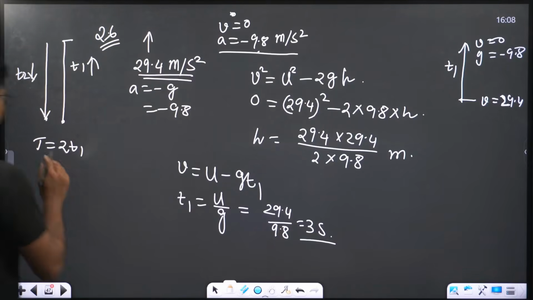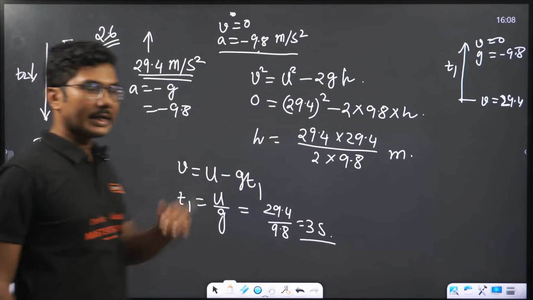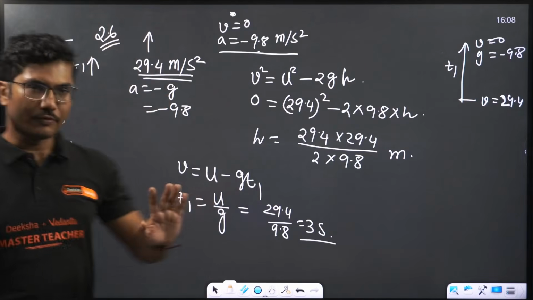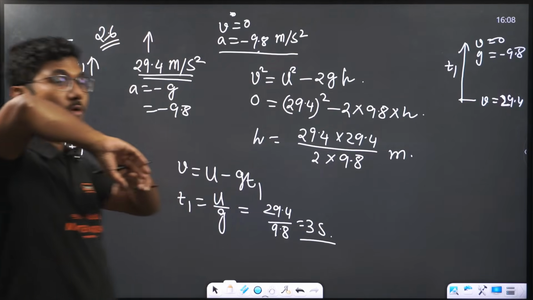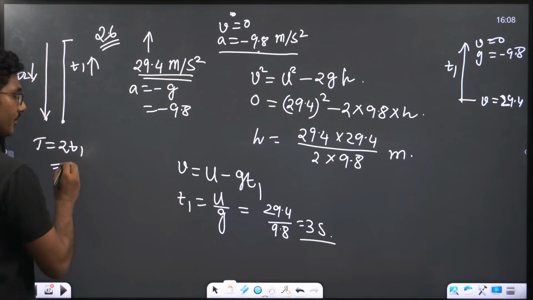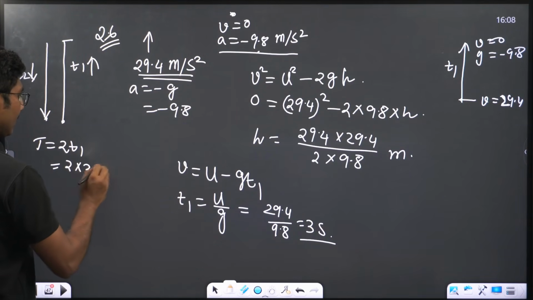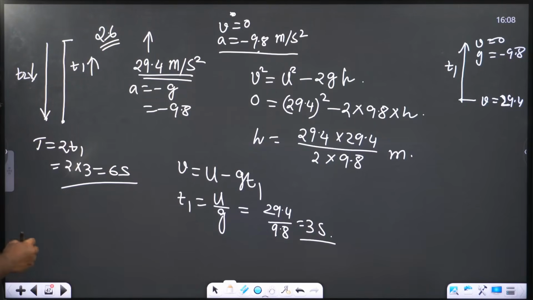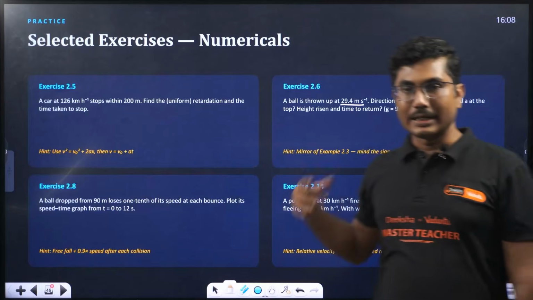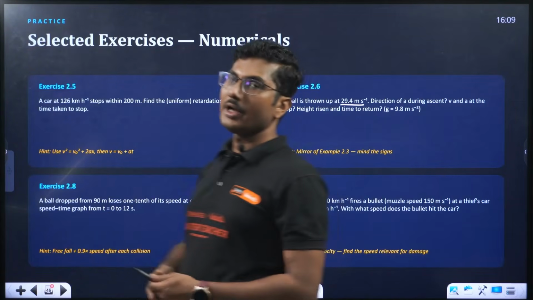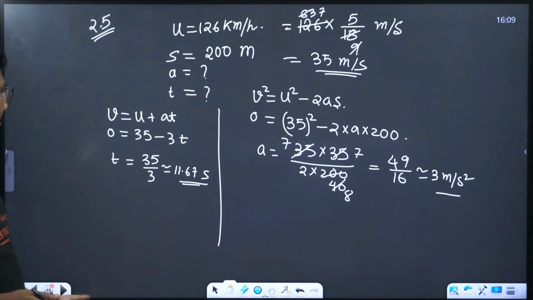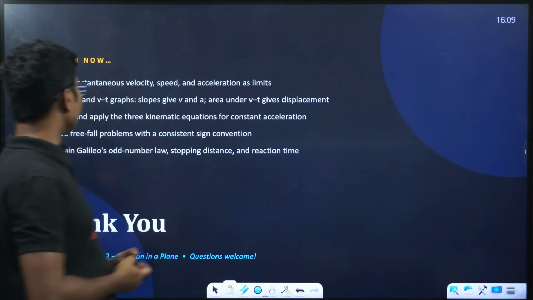So total time of flight: if it takes 3 seconds to go up, it will take the same time to come down as well, if it is only a fall. If it is thrown from the top of a building, then you need to use a more complicated calculation. So this will be 2 into 3, that is 6 seconds. These are the few exercise problems you should solve. Some hints I have given in the question itself, so do check them out and solve as quickly as possible. And please let me know in the comment section how many you are able to solve.